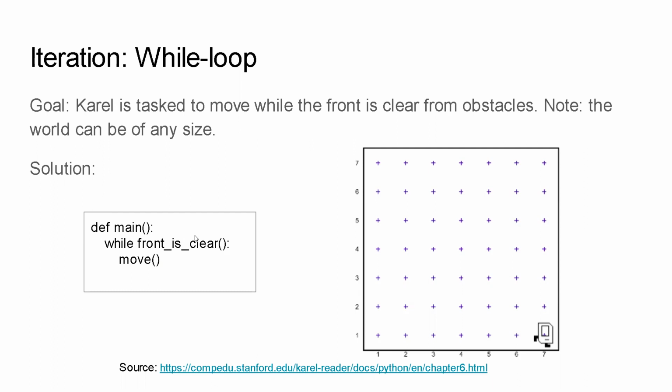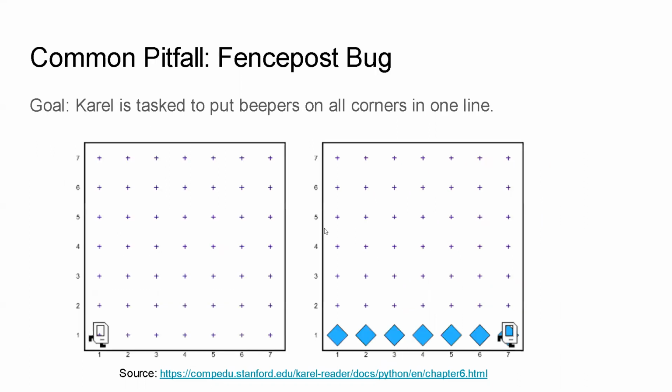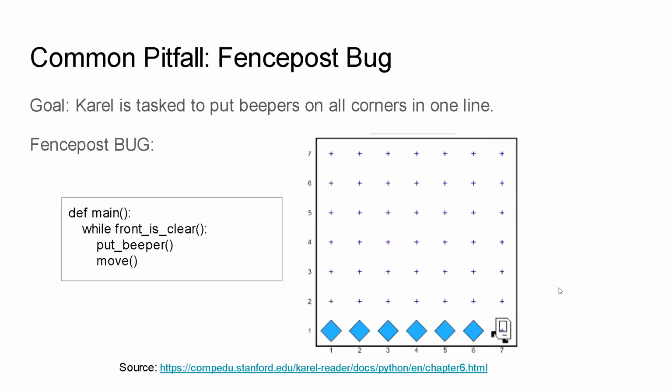So this is ideal in teaching beginners to learn the concepts of iteration or simple repetitions in a program without too much syntax. So the common pitfall is the Fencepost bug. The idea is, on the last position, usually, if you put a beeper, either the last position or the first position might be vacant because of the Fencepost bug.